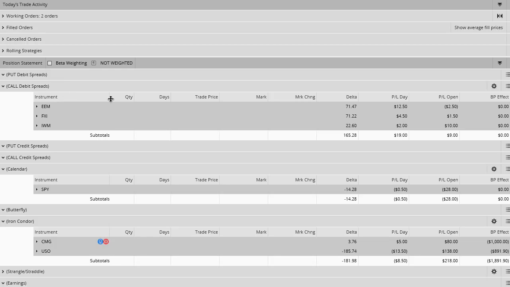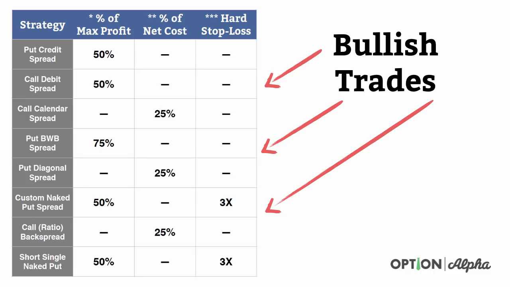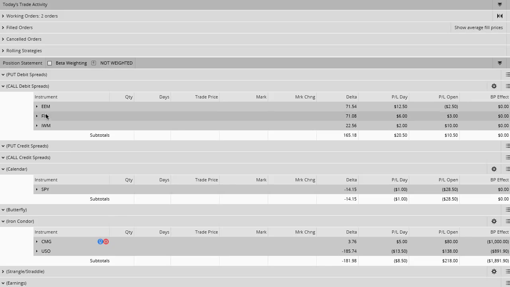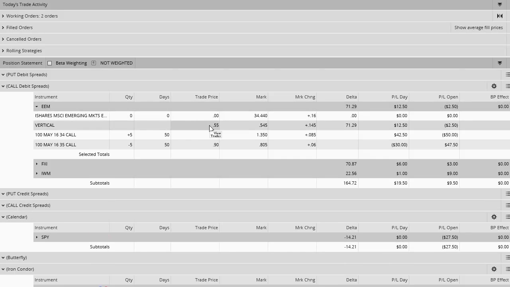So these are where we were being a couple of net buyers of options, trying to play a couple of these ETFs a little bit higher. If we go back to our slides here, you can see that if we're doing call debit spreads, which is a bullish trade, we want to take these trades off at 50% of max potential profit. Now going back to our Thinkorswim platform, let's look at the first one here, which is EEM.